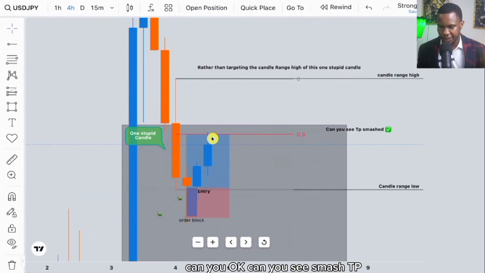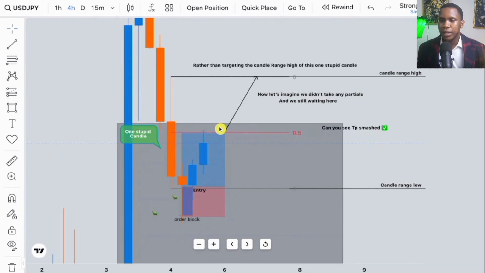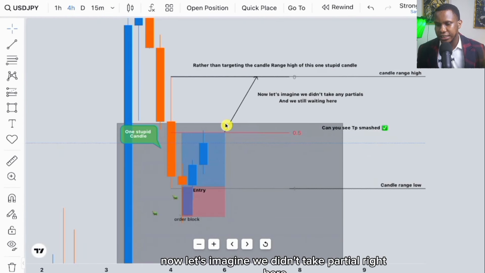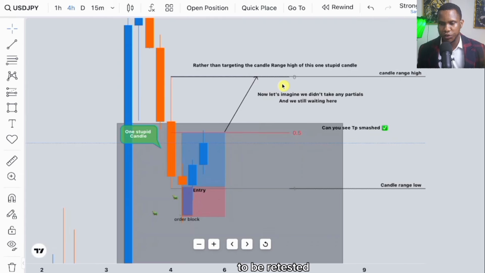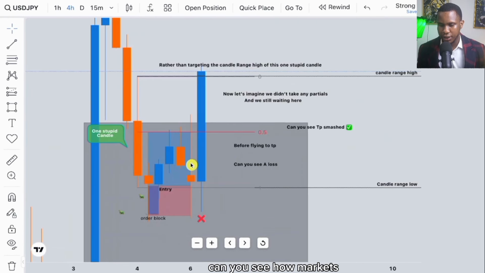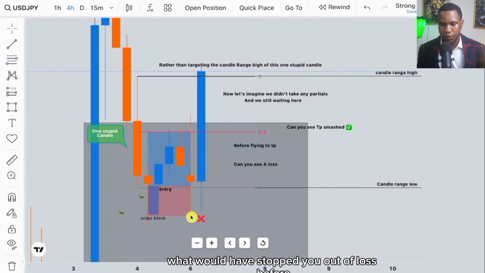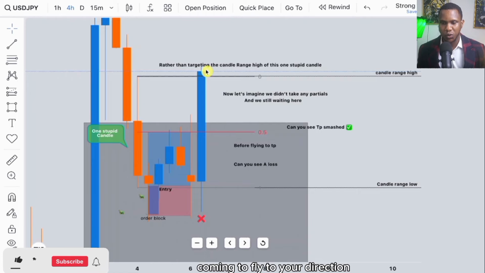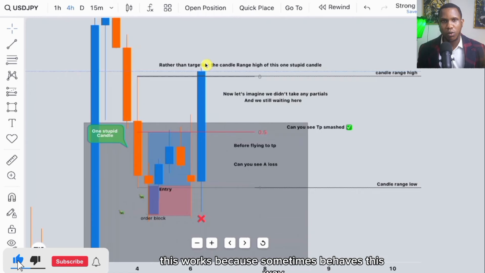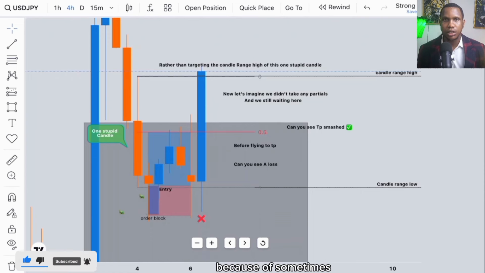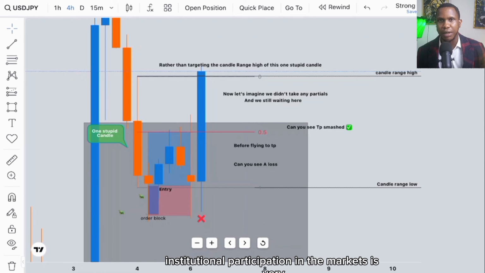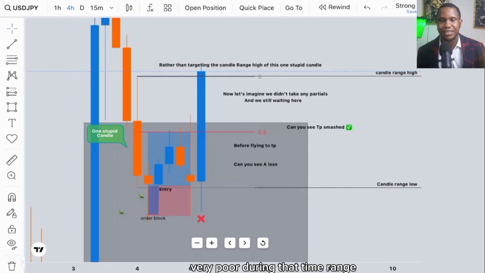Can you see? Smash TP. Now let's imagine we didn't take partials right here and we're still waiting for this candle range high to be retested. Can you see how markets would have stopped you out at a loss before coming to fly to your direction? This works because sometimes institutional participation in the markets is very, very poor during that time range.